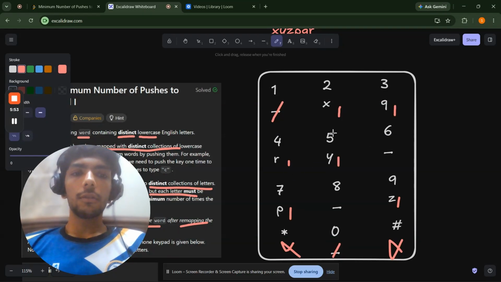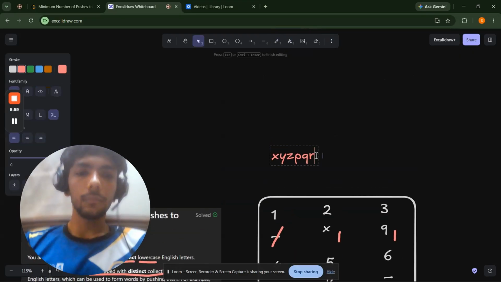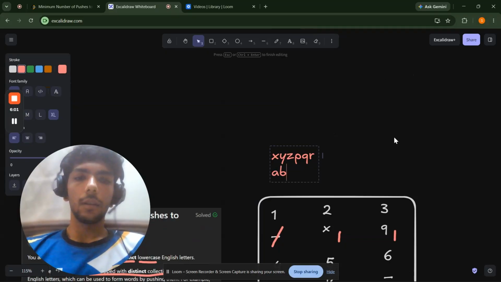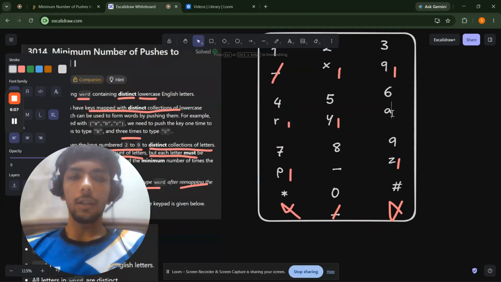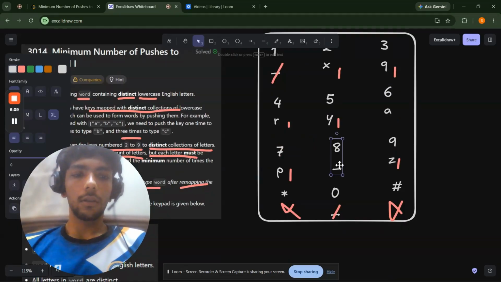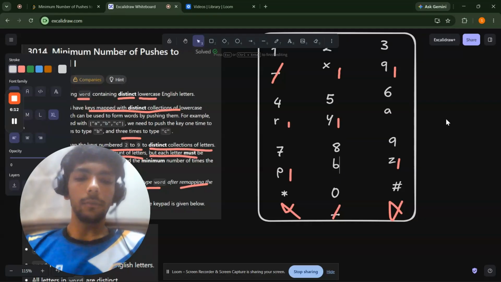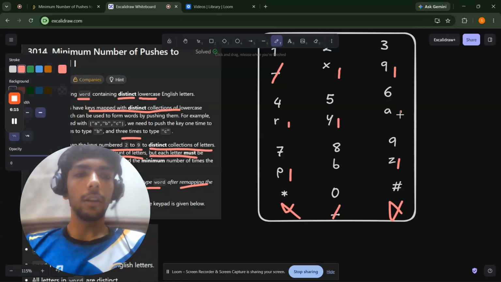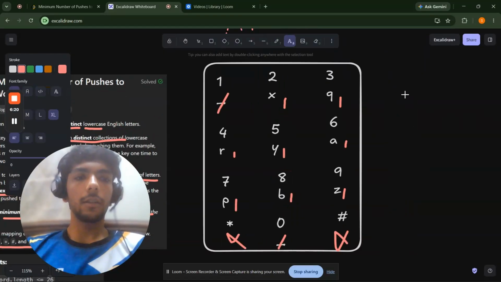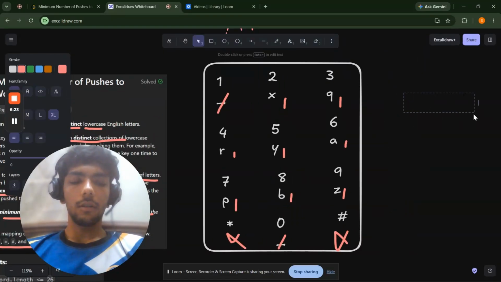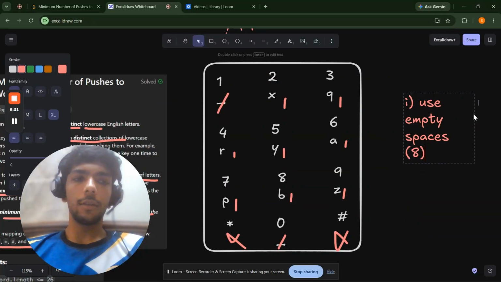So what we did is we just used the empty spaces first. Suppose we had R A B. We had two more characters. What I would do is use this empty space here. So they would also take only 1 and 1 push. So our first conclusion is to use empty spaces. And how many empty spaces do we have? We have 8 possible empty spaces.